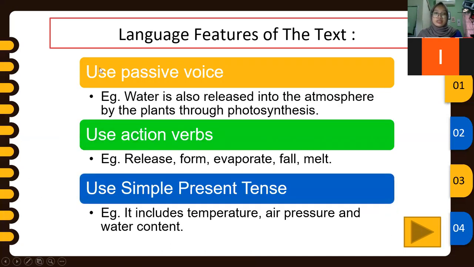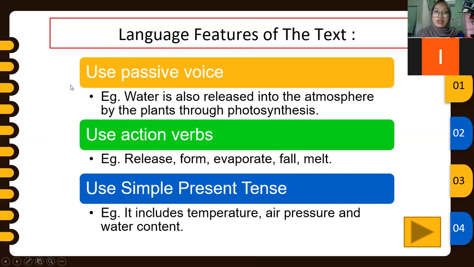The next is use passive voice. This is one of the examples of passive voice. Water is also released into the atmosphere by the plants through photosynthesis. Next is use action verb. The example like release, form, evaporate, fall, and others. And the last is use simple present tense. This is one of the examples of simple present tense. It includes temperature, air pressure, and water content.